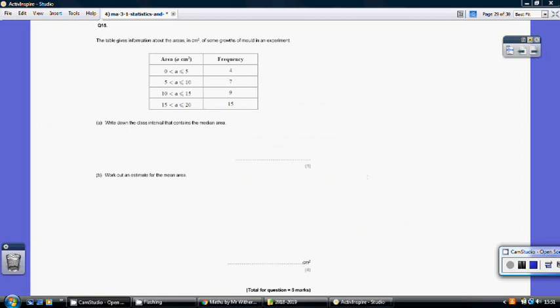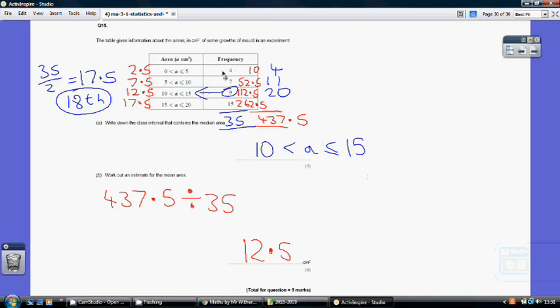Question 15. So the class interval containing the median. Well, how many have we got? How many growths of mould have we got in this experiment? So add up the frequencies and we get 35. So half of 35 is 17 and a half, round up 18. So we want the 18th growth of mould.